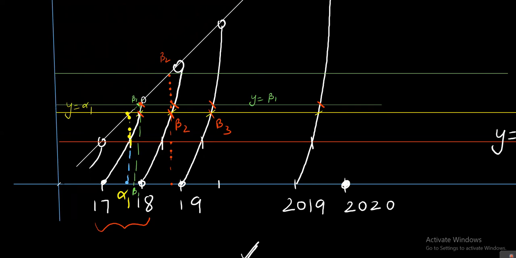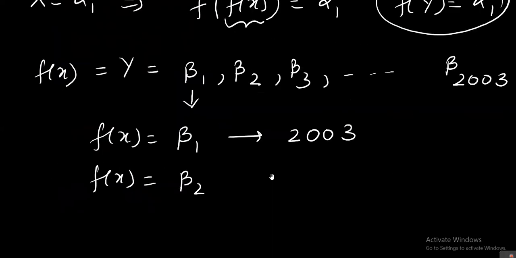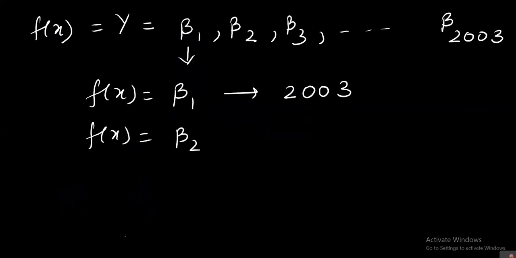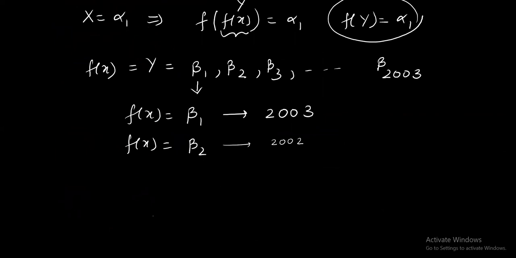You can see that now the points of intersection, the solutions that we are getting, will start from here. 1, 2, 3 until the 2019-2020 interval. We will be getting 2002 solutions. That means one less than the previous case. So let me write this over here. f(x) is equals to beta 2 indicates that we will be getting 2002 solutions, right? We will be getting 2002 solutions here.